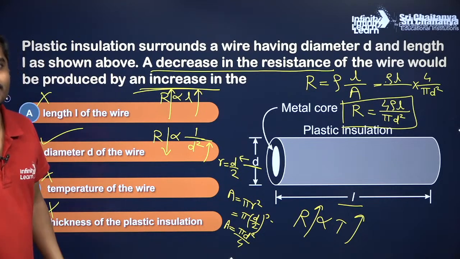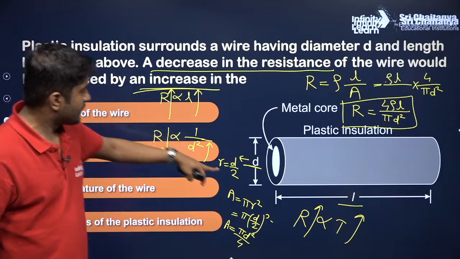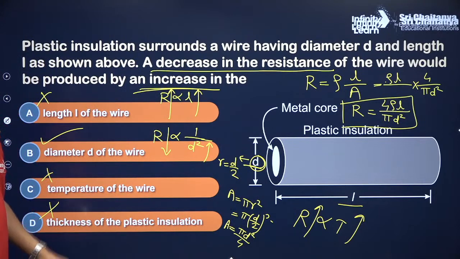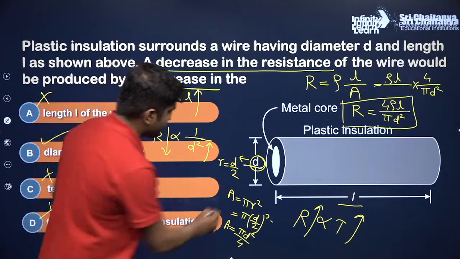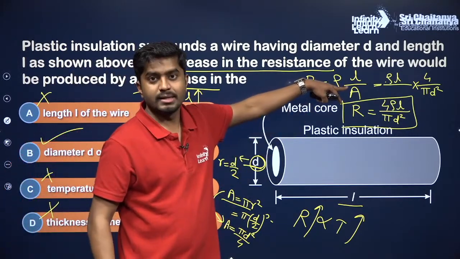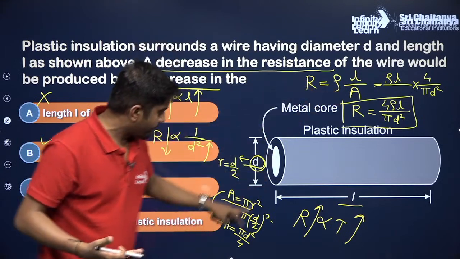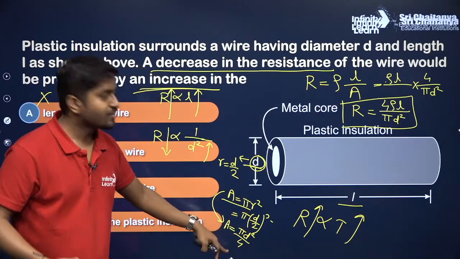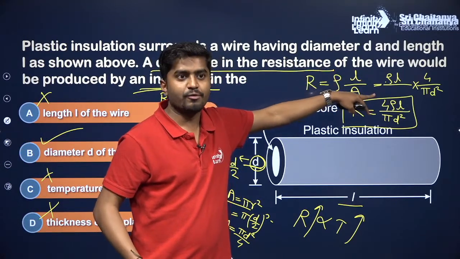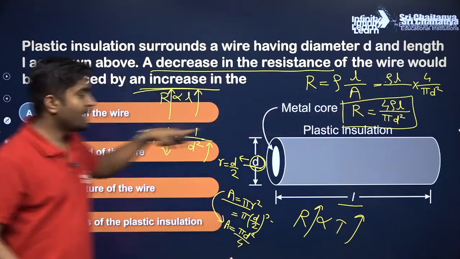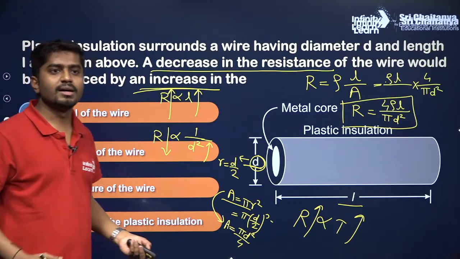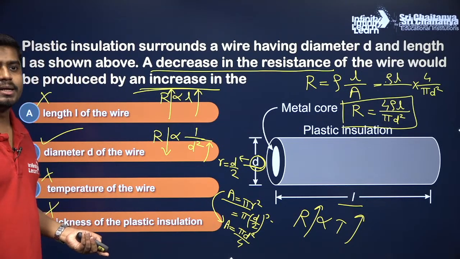Why do you take diameter? D is the diameter. D square, because you see area, this is the area. I have substituted this value here. Area is, what is area? Pi d square by 4. Correct? I have substituted this value in this equation. Instead of area, I have substituted pi d square by 4. So that is how I got this equation. And from here, resistance is inversely proportional to square of the diameter. Okay?